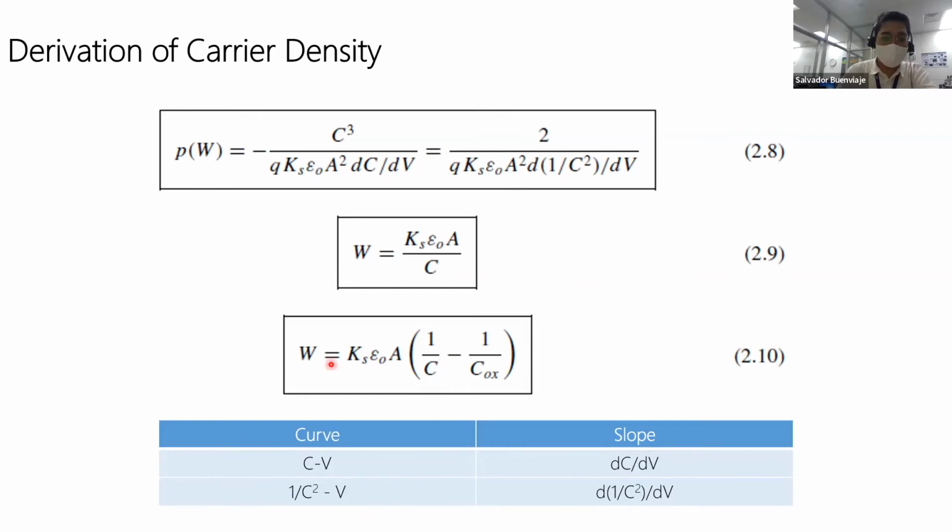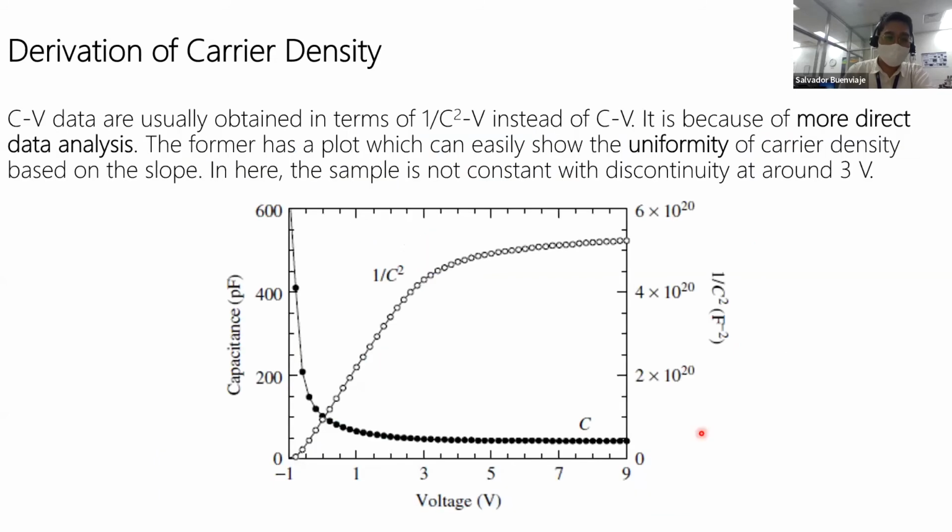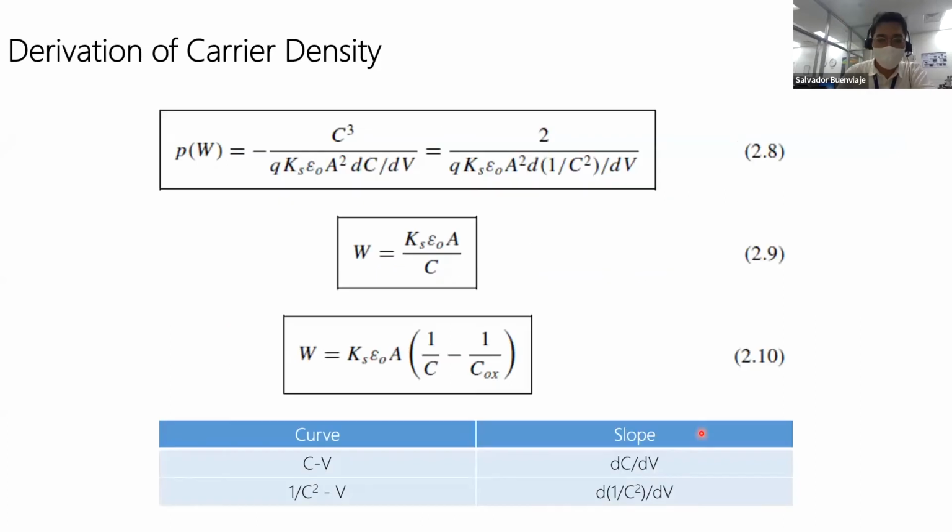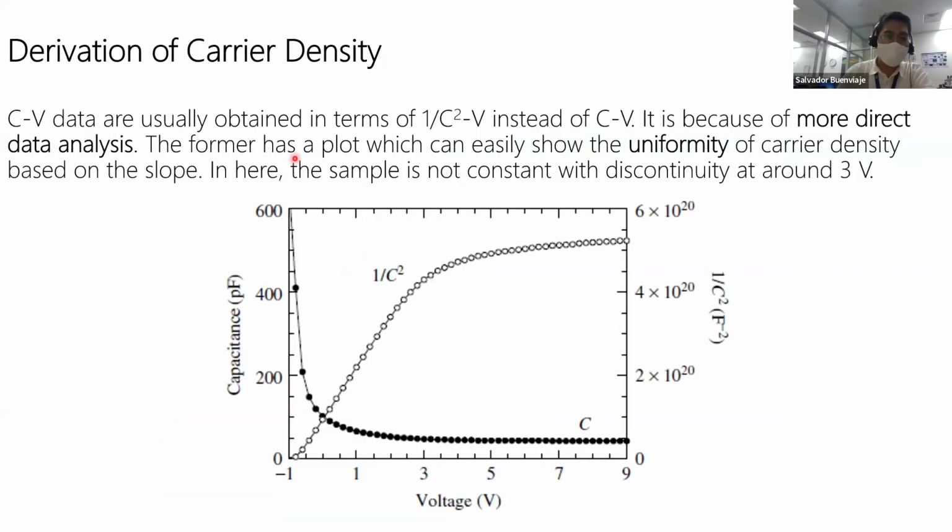So again, these are the crucial expressions that we actually use in data analysis. So same form, dC over dV and d over dV of 1 over C squared. So these are equal to carrier density. So let's talk about these two. In practice, CV data are usually obtained in terms of 1 over C squared versus V instead of CV, because it is more direct or easier to use in data analysis.